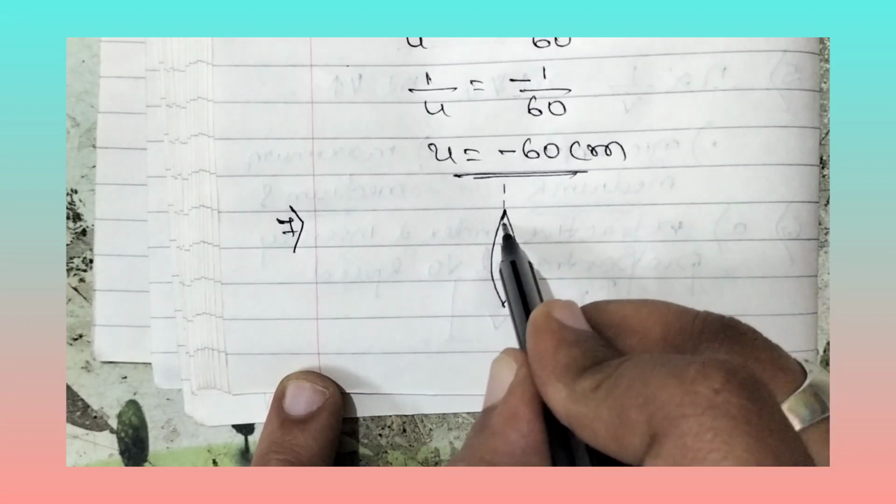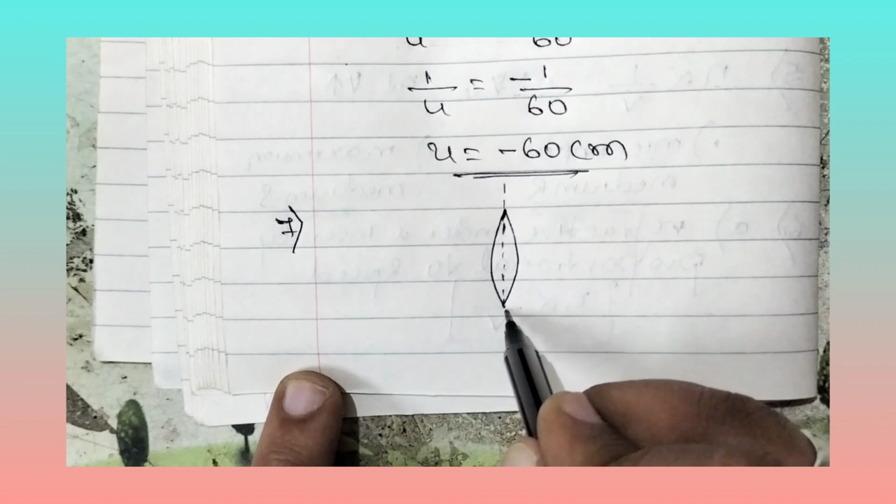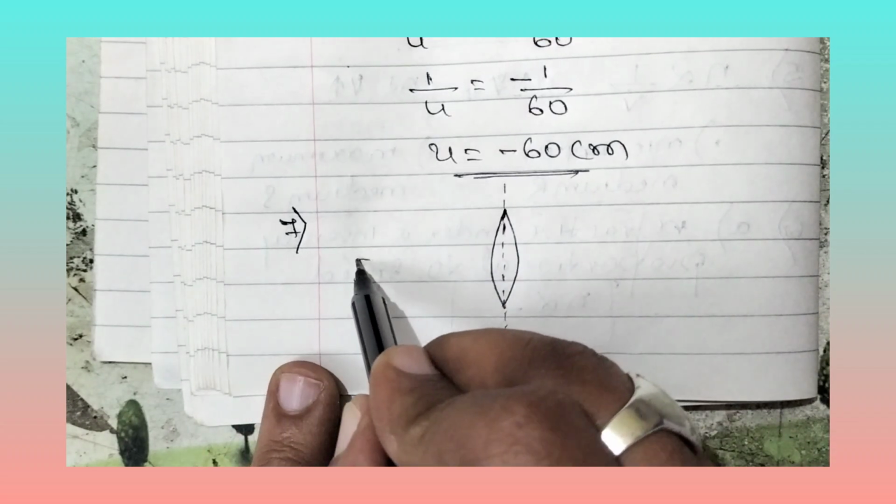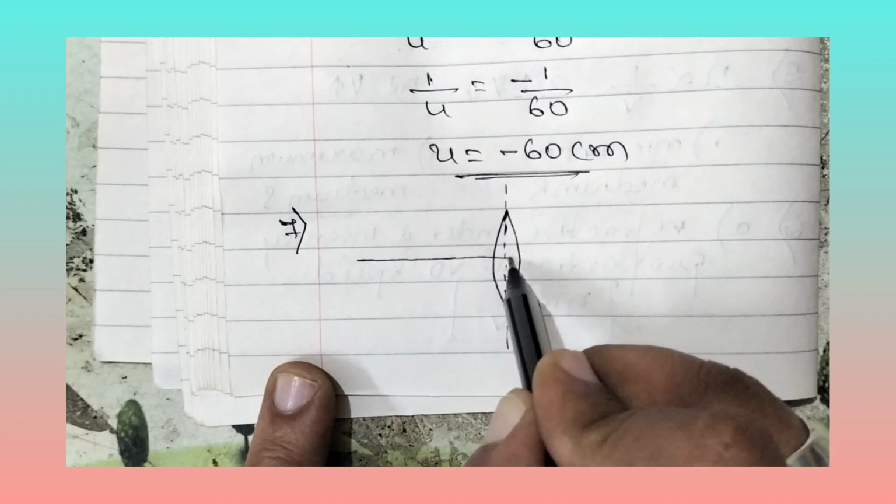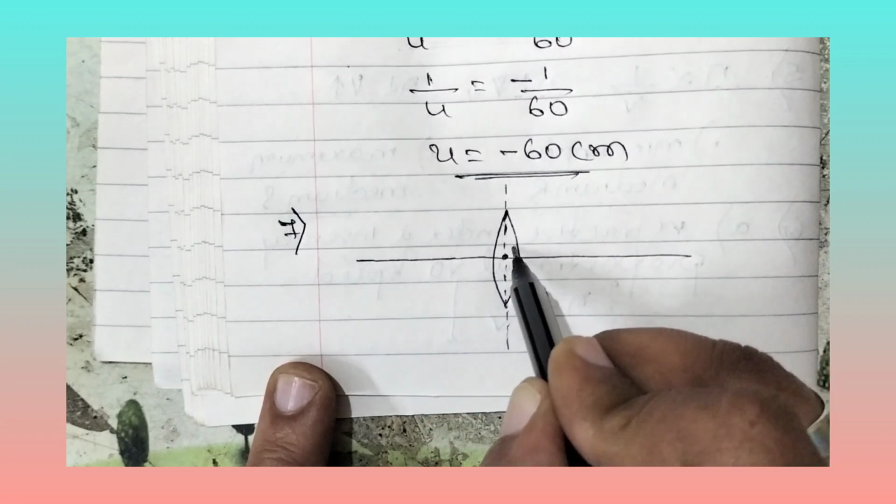But dear students, when you are drawing this ray diagram, you have to use a scale and pencil and draw neatly. So this is the principal axis and this is the optic center.